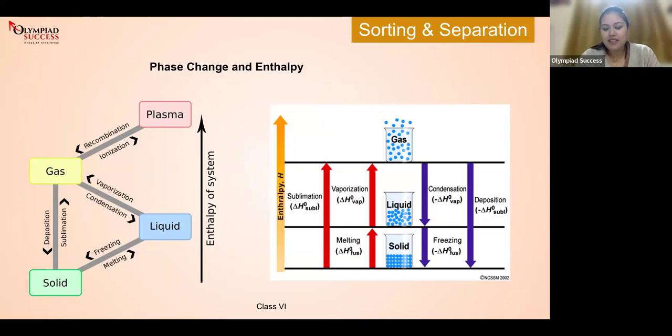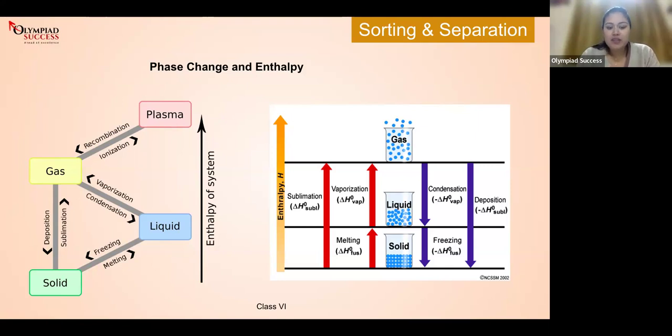Enthalpy means enthalpy of a system. Since it's given, though you don't need to know this for now, I'll just explain a little bit. Enthalpy means the change that is occurring in the system. Molecules are always moving, right? Since they're always moving, some kind of change is always happening. So enthalpy means change. That much you need to know.